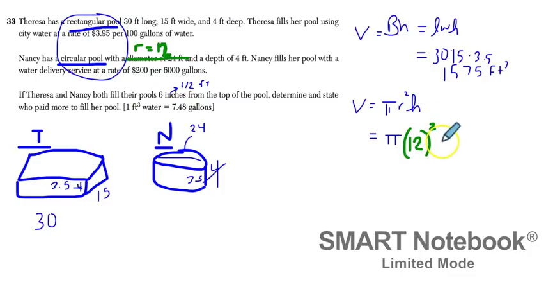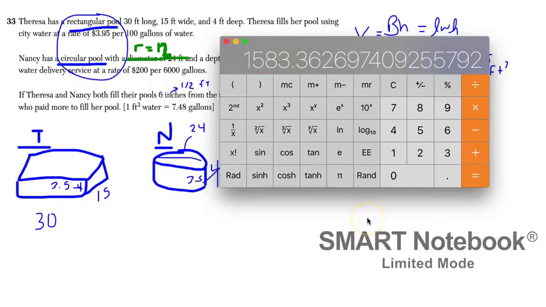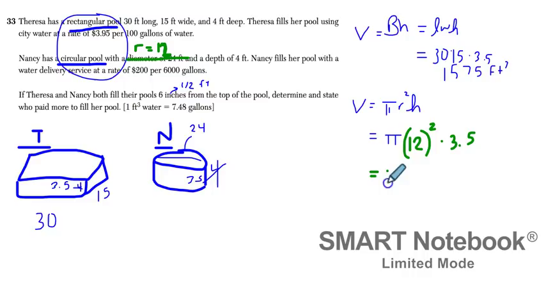So pi times 12 squared times my height is 3.5. So pi times 12 times 12 times 3.5 is 1583.36.